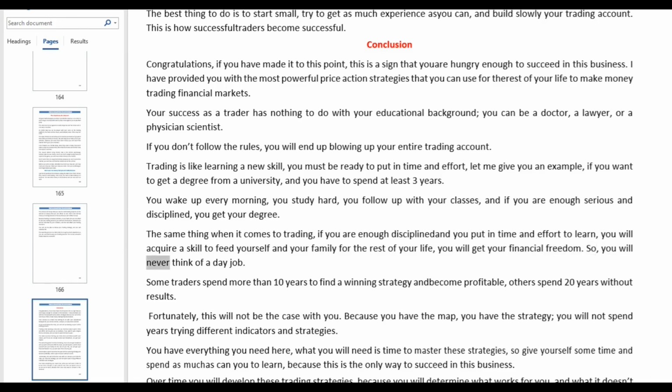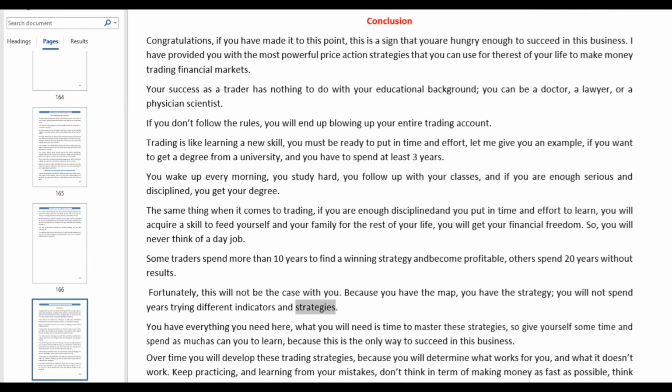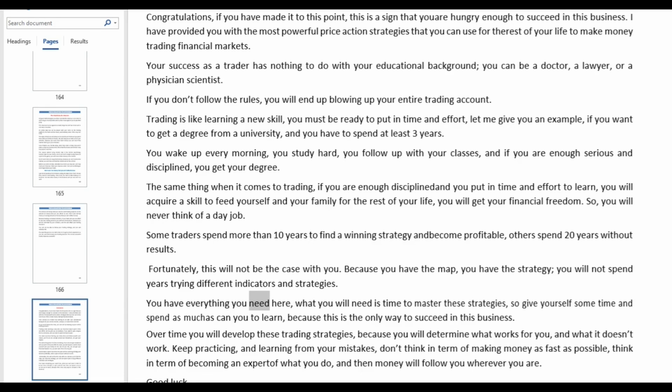So, you will never think of a day job. Some traders spend more than 10 years to find a winning strategy and become profitable. Others spend 20 years without results. Fortunately, this will not be the case with you. Because you have the map, you have the strategy, you will not spend years trying different indicators and strategies. You have everything you need here.